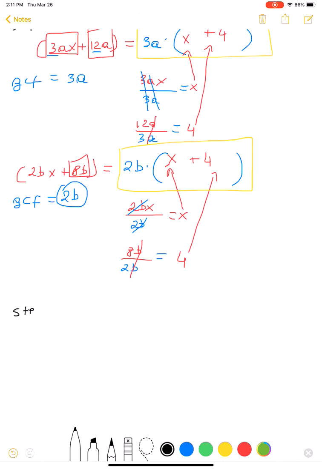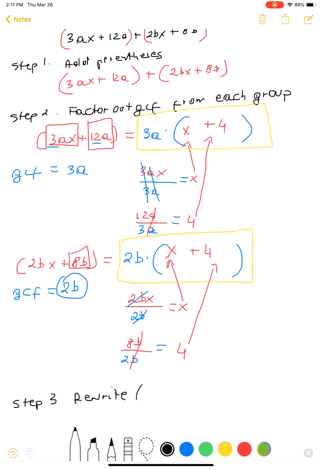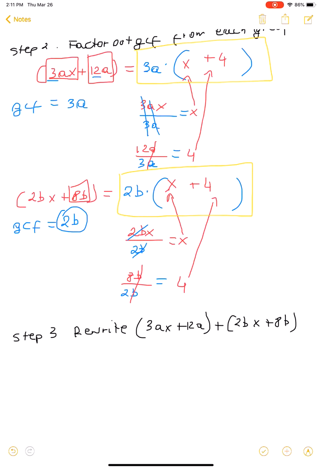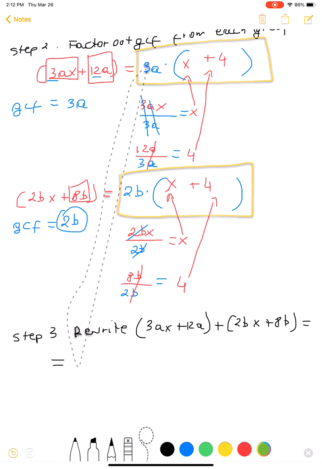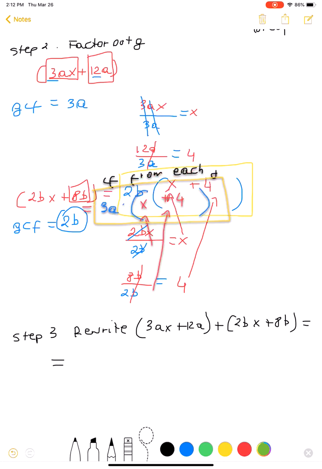Step 3. Rewrite the expression from step 2, which was 3ax plus 12a plus 2bx plus 8b, as the factors which we used before. 3a times x plus 4 is the same as 3ax plus 12a, so that goes right here.